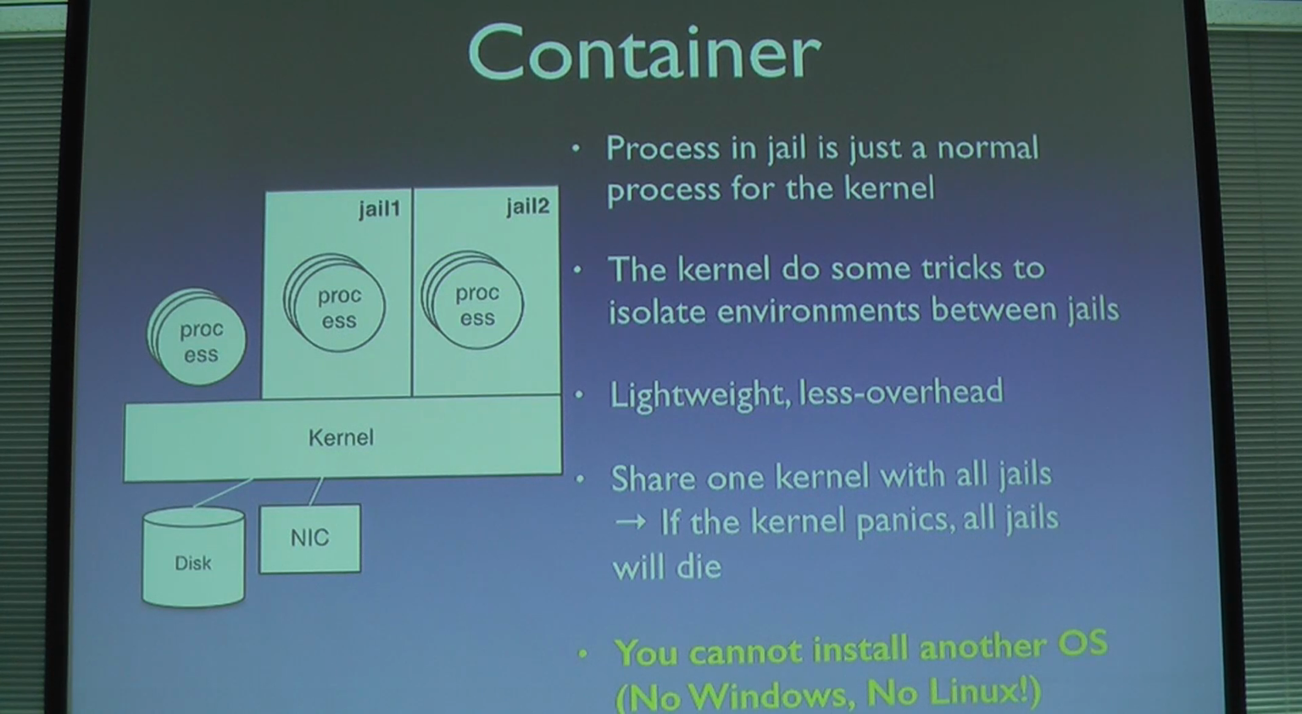In a container, processes in a jail are just normal processes for the kernel. And the kernel does some tricks to isolate the environment between jails. So in jail 1, you cannot see any process in jail 2, or the files or directories in jail 2, but it's all done in the kernel. The process itself is just a normal process, and the container is lightweight with less overhead, and it shares one kernel with all jails. So if the kernel panics, all jails will die.